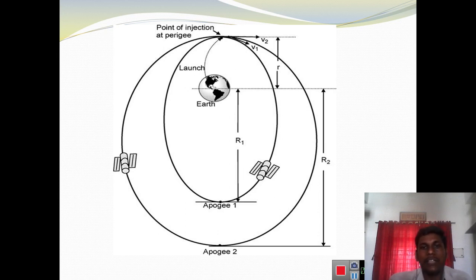Now we can have two satellites, and these two satellites are following two different orbital paths. The first one is actually an elliptical path, and the next one is actually a circular path.